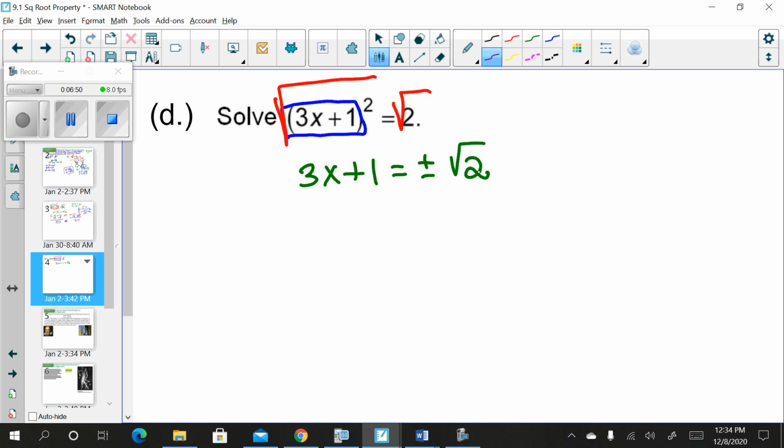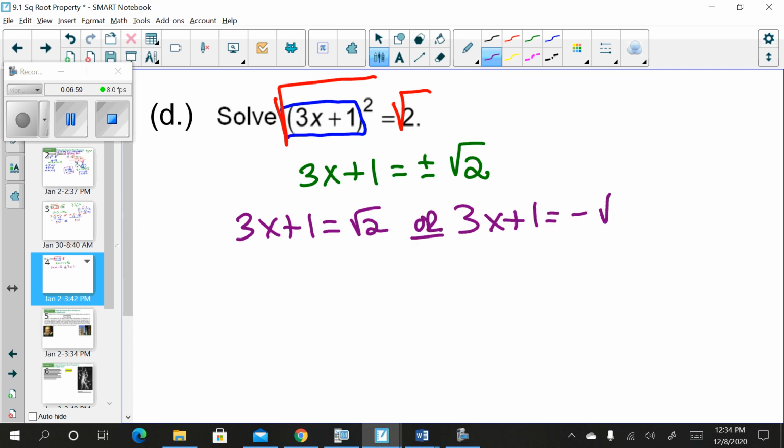So I'm going to go ahead and set up those two equations like I did the last time, and I'm just going to write it with the square root of 2. I know that's not super enjoyable to look at, but we can work with this. All right, so now we're going to solve each of them. So we're going to subtract 1.